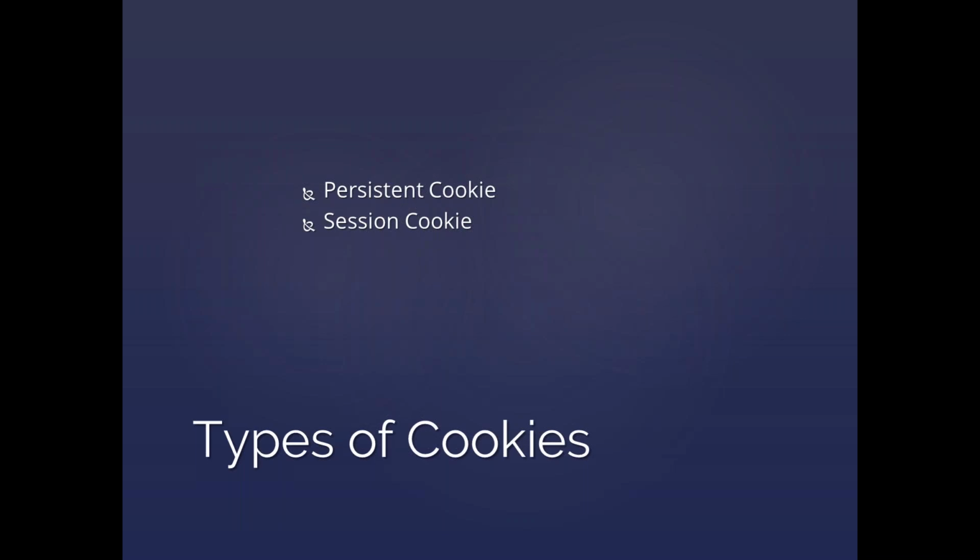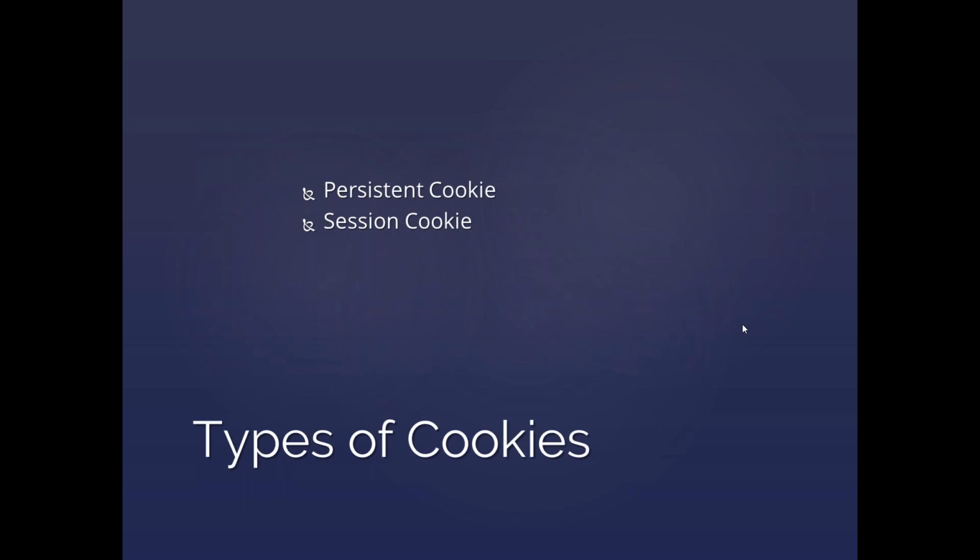There are two types of cookies: a persistent cookie and a session cookie. I'll tell you right now, don't confuse a session cookie with a session variable on the server. This is strictly a session in the browser. Think of it as the duration of being on the site or having the web page open.